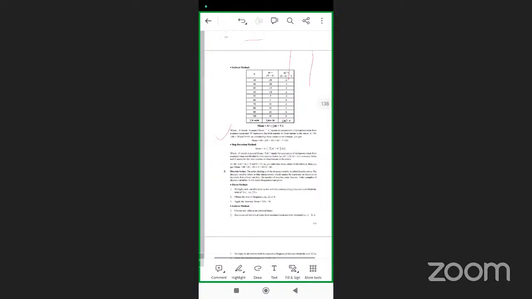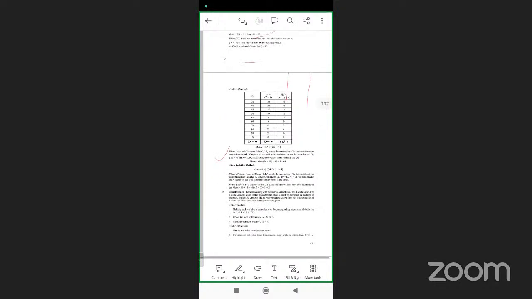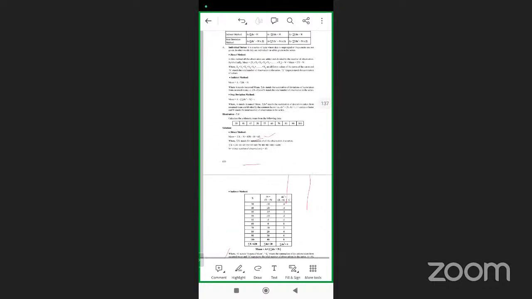Now let's try to remember the formula here. Step deviation method.